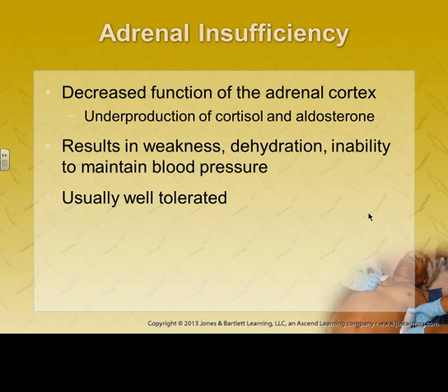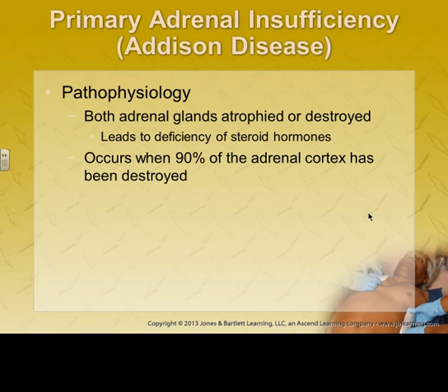Adrenal insufficiency. The adrenal gland produces cortisol and aldosterone. When the adrenal gland starts having insufficient production, you start having issues. Addison's disease. Y'all have heard this term, Addison's disease, primary adrenal insufficiency. It leads to deficiency of steroid hormones, all right, corticosteroid hormones. It occurs when 90% of the adrenal cortex has been destroyed.